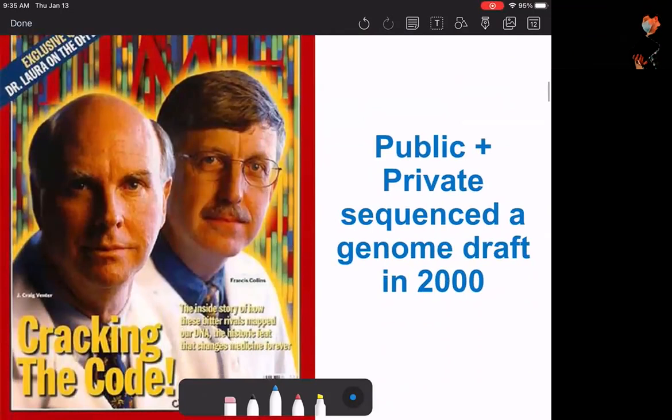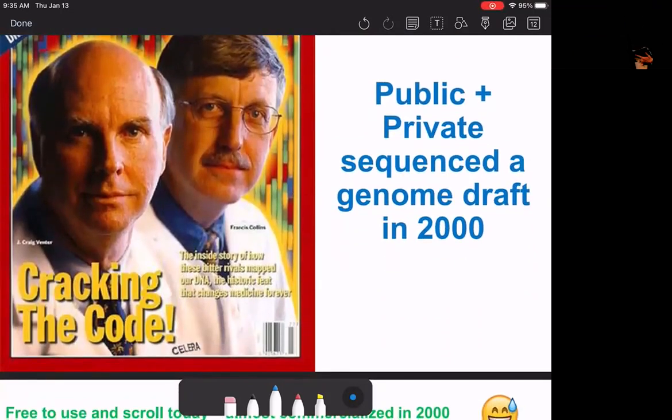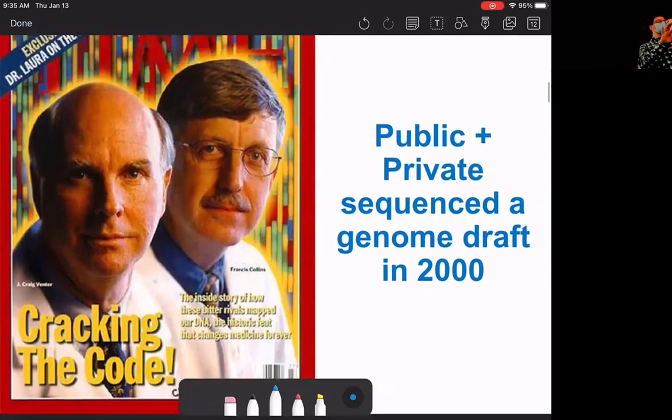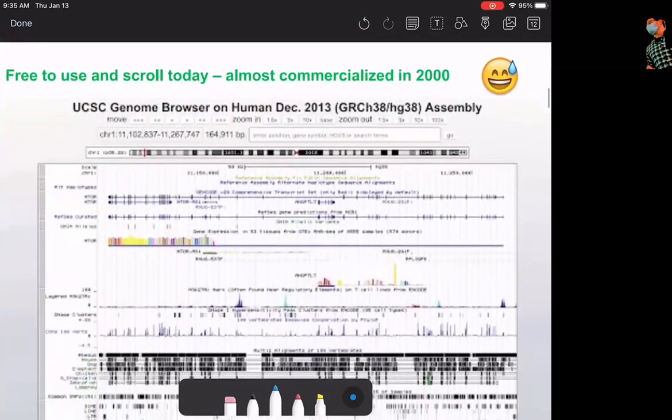But cool thing, this was only in 2000. We only sequenced the entire human genome about 20 years ago. And we have the whole pile, all 4.6 billion nucleotides. Pretty cool. It's a fun story, and we'll get into it later. One key element of the story, although today it's free to scroll, everything's okay, is that the genome was almost made a subscription service.